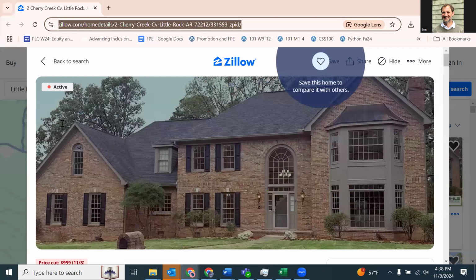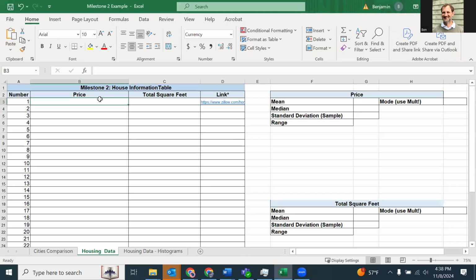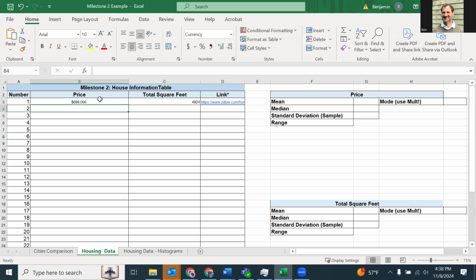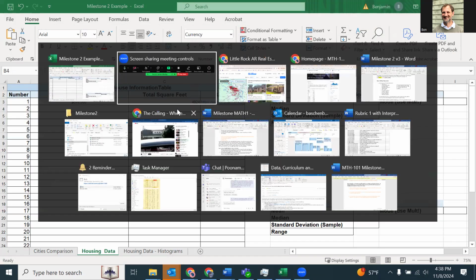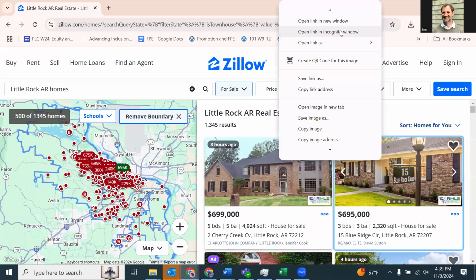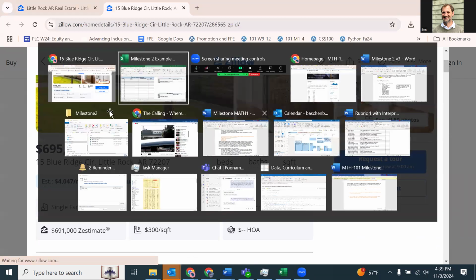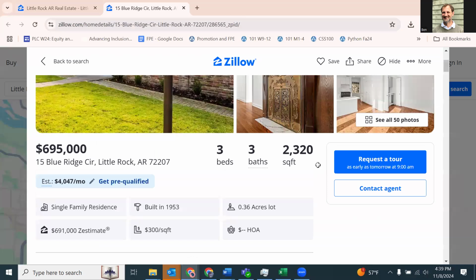This house is $699,000 and it's 4,924 square feet. 699,000, and I already forgot the square footage, 4,924. Done. One house. Next house. Cherry Creek I can get rid of, and I go back to Zillow and I'm clicking on the next house. This time I'm going to do new tab, not new window. There we go, and I've got $695,000. My square footage is 2,320.